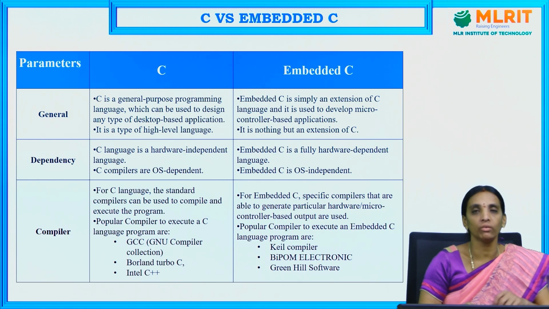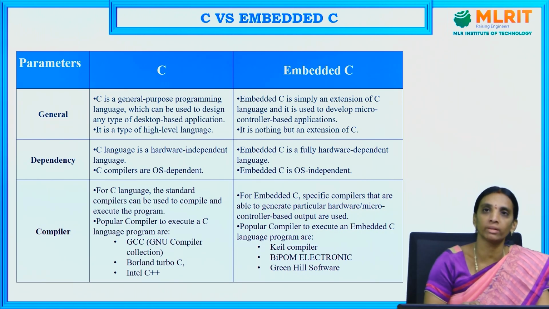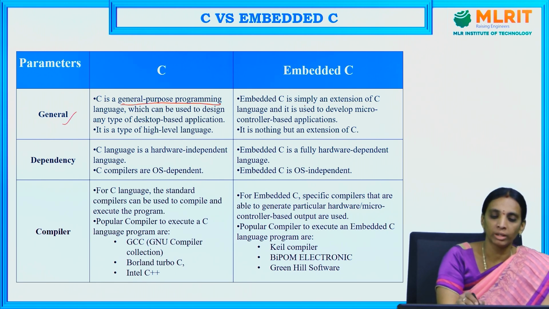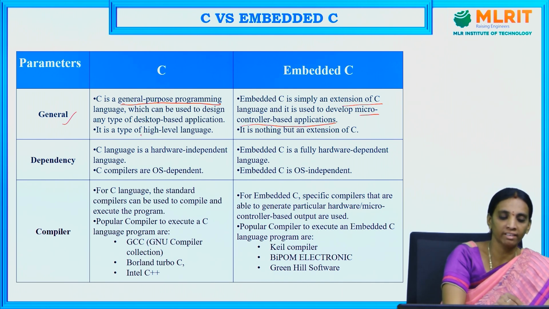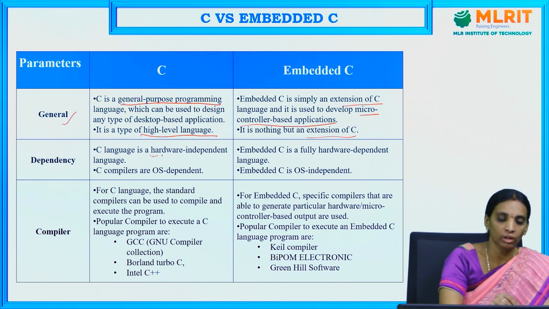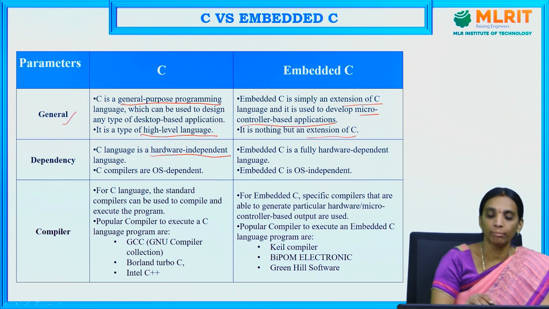And next we are going to the differences between the C language and embedded C language. So in general description, C is a general purpose programming language. Embedded C is an extension of C and is used to develop microcontroller based applications. C is a high level language. Embedded C is also a high level language, but it is the extension of C. C language is a hardware independent language. Embedded C language is a hardware dependent language.